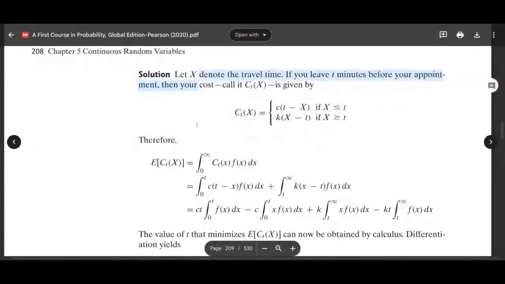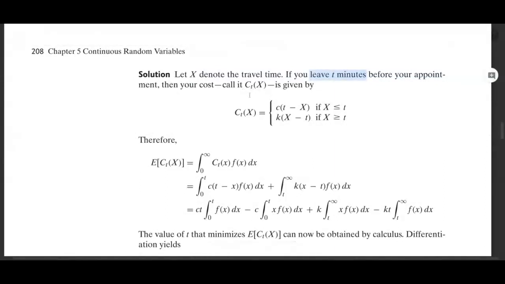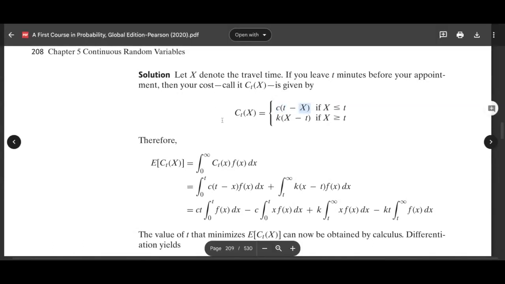So let X denote the travel time. So if you leave t minutes before your appointment, then your cost, call it Ct of X. So the density function is given as this. It is c times t minus X if X is less than or equal to t, because X is the travel time.